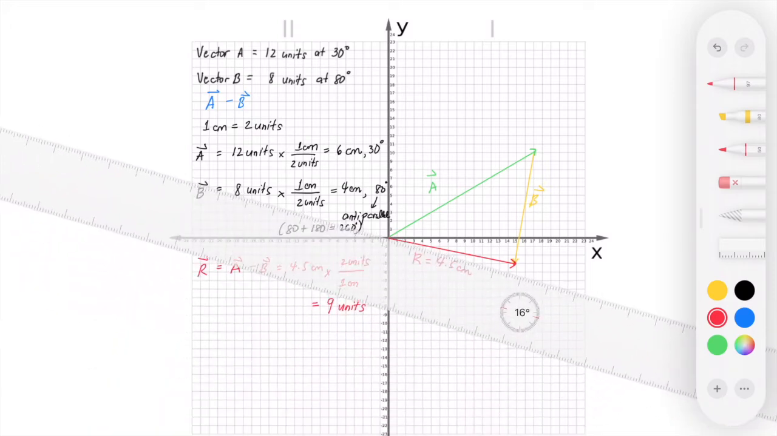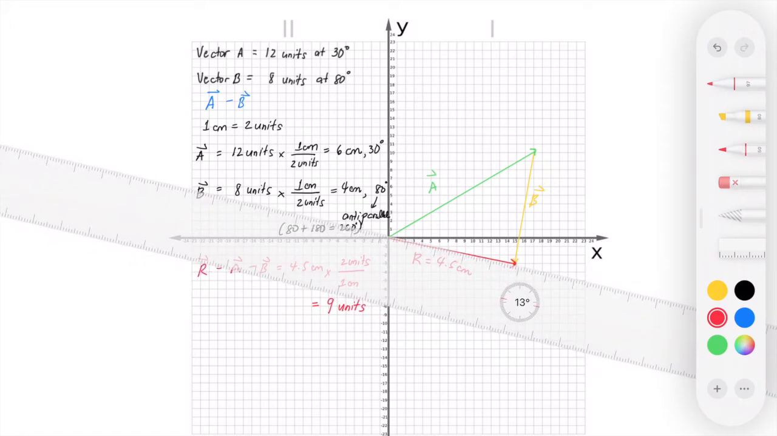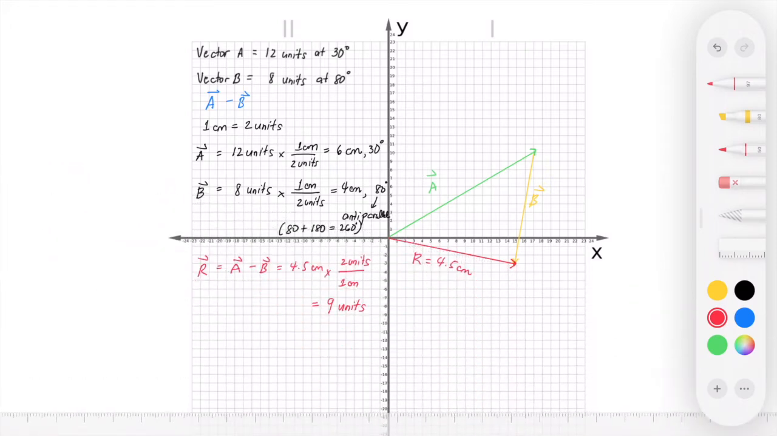And what is the angle here? Let's try to look at the angle. Let's try to approximate. So that's around 13 degrees. And so this is the answer. The resultant vector for A minus B, that would be 9 units and approximately at 13 degrees. 13 degrees what? 13 degrees below horizontal.